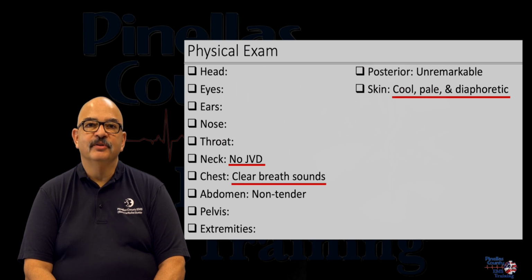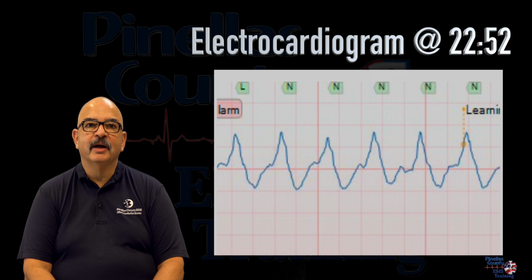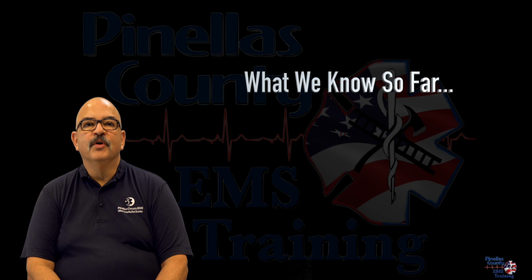Here's the money shot for this case: the rhythm strip. What we have here is a wide-complex tachycardia with apparently a one-to-one correspondence of P waves to the QRS complex. In other words, ventricular tachycardia. So what do we know so far?